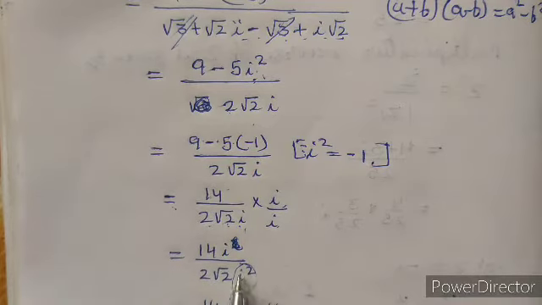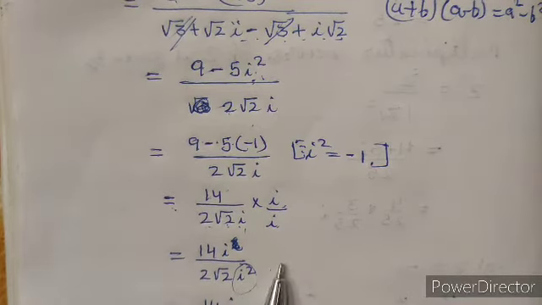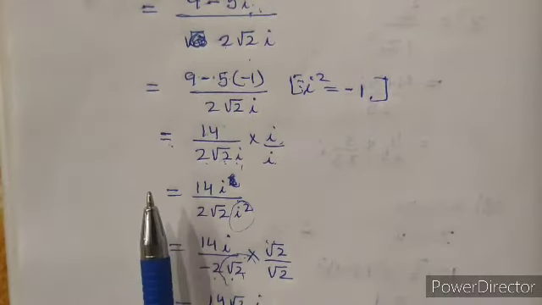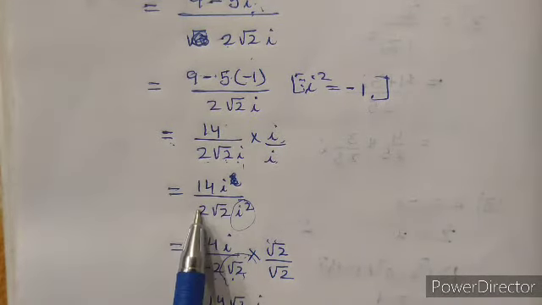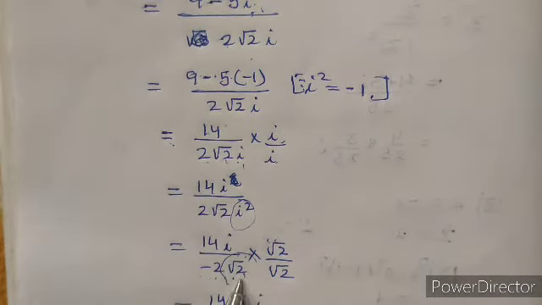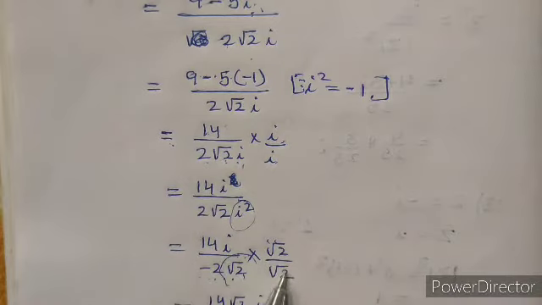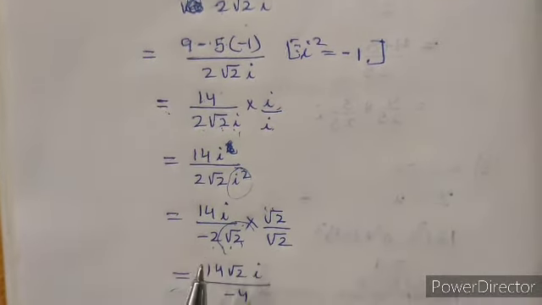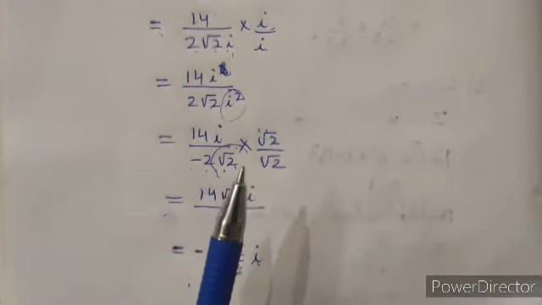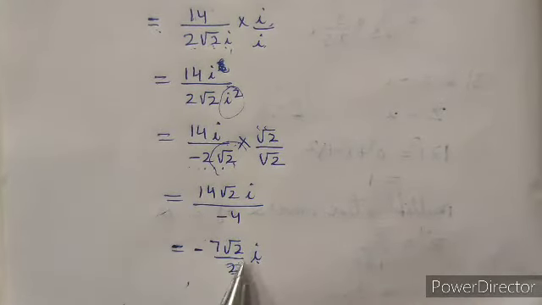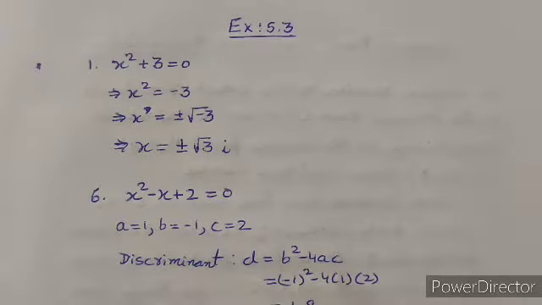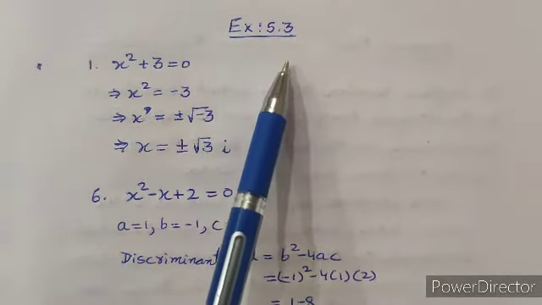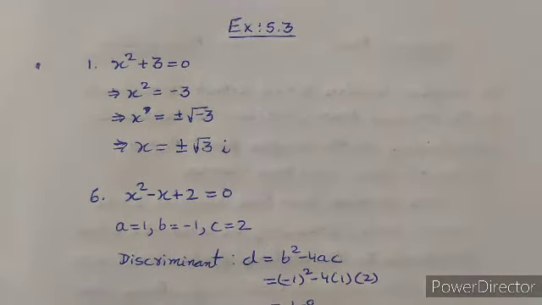Now as we know, i square is equal to minus 1, so this will be equal to 14i upon minus 2 root 2. Now again there is root 2 in the denominator, so we will rationalize it by multiplying the numerator and denominator by root 2 to give us the answer as minus 7 root 2 upon 2i. Now in exercise 5.3, we have to solve the given quadratic equations.